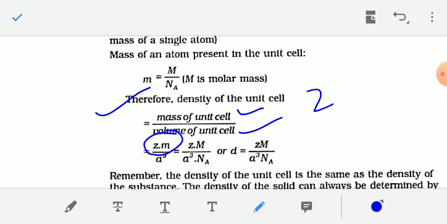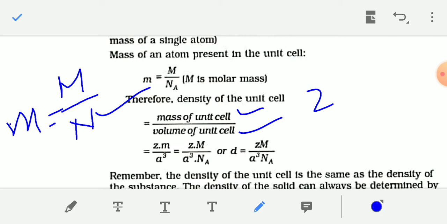Okay, and the volume of the unit cell is a cube. So Z into small m by a cube is the volume of the unit cell. Now you can calculate the mass of the unit cell in terms of molecular weight of the particles. So the mass of the unit cell is equal to M by Na, the molecular weight of the particles divided by Avogadro number.